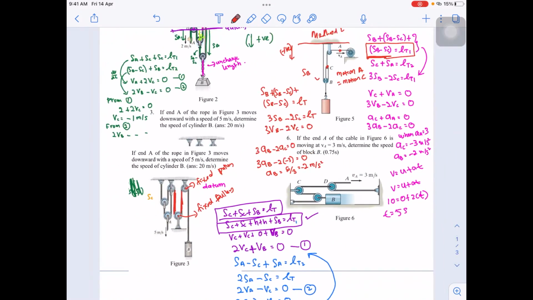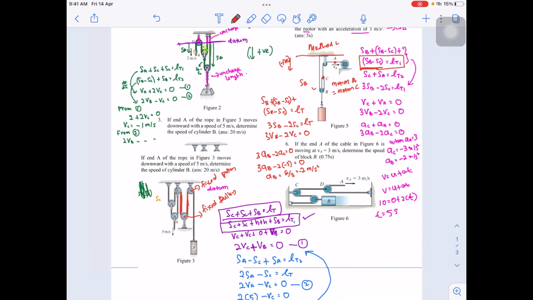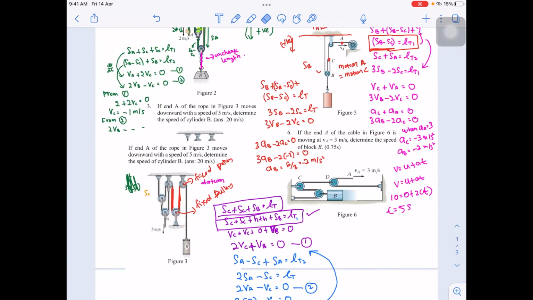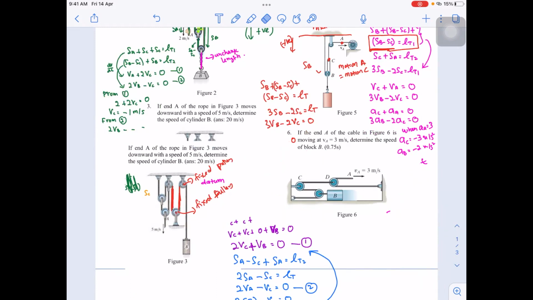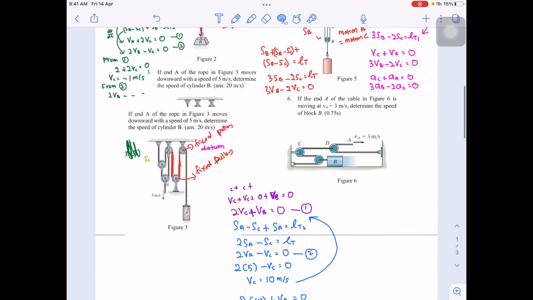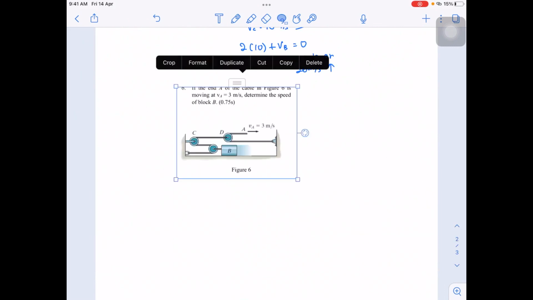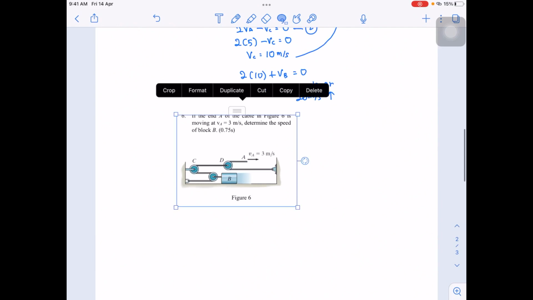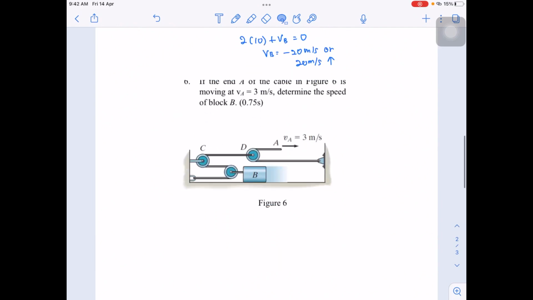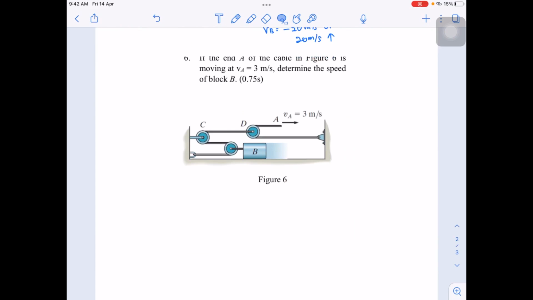Okay, so we look at the last question. Okay, question number 6. If the end of cable in figure 6 is moving at VA equals 3 meter per second, determine the speed of block B.